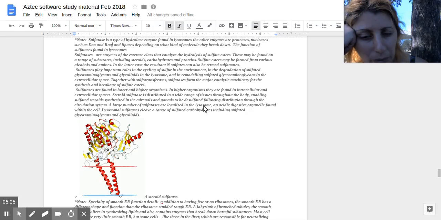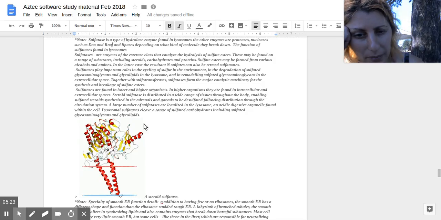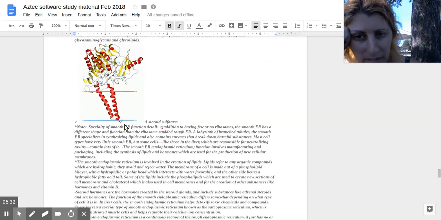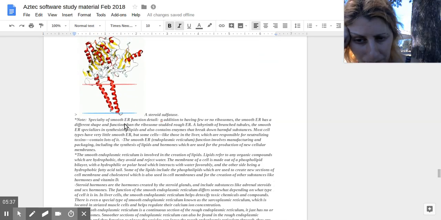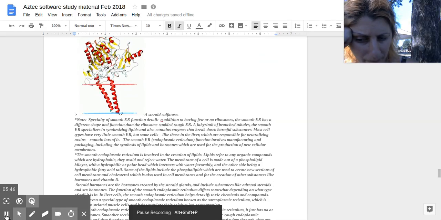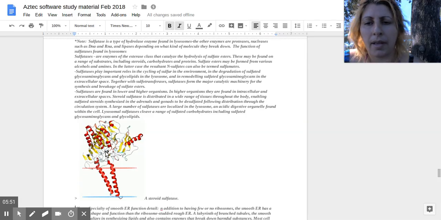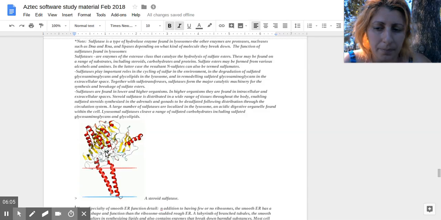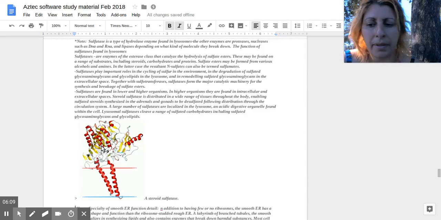A large number of sulfatases are localized in the lysosome, an acidic digestive organelle found within the cell, which we learned about. Lysosomal sulfatases cleave a range of sulfated carbohydrates, including sulfated glycosaminoglycans and glycolipids. Here's a 3D figure of a steroid sulfatase. So it cleaves sulfates. Most enzymes, these are types of proteins which are in charge of breaking down or hydrolyzing other molecules, are produced in the endoplasmic reticulum. And we learned about this previously.